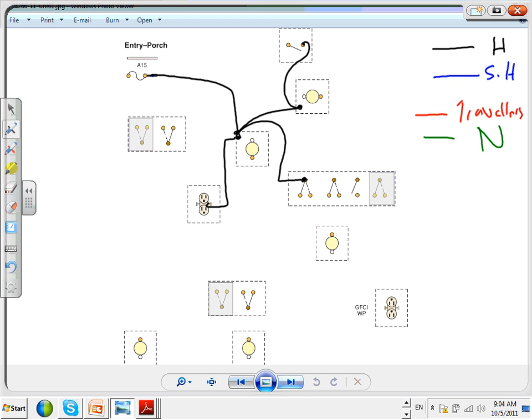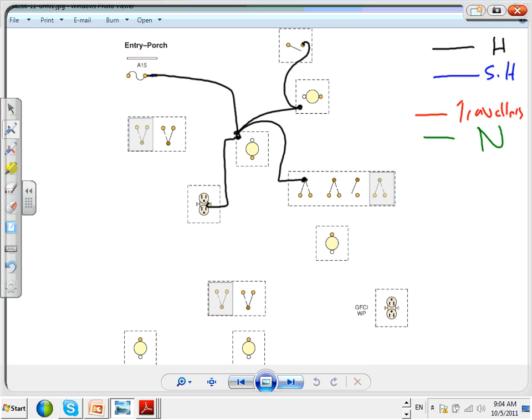Okay? I'm going to stop right here for this moment. Where did they take the hot? They took the hot to the light. Are you guys with me up to this point? Can you see what I'm following? Then they took the hot to that three-way switch. That's all the hot. There's also a switched hot going to the receptacle. That's just a switched hot. Any question about the hot?